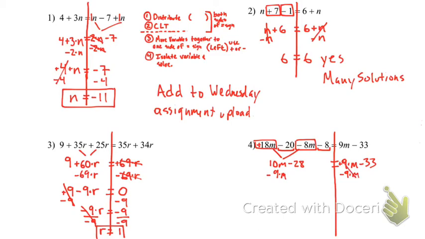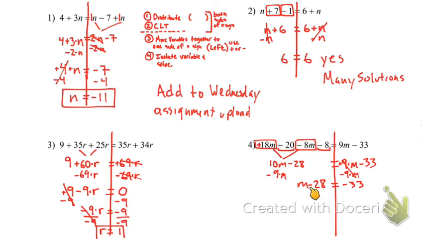These cancel out. Let's do the math here. The positives are going to win by 1. So it's going to be m, 1m, or just m. Bring down the negative 28, subtracting 28 equals, and we have negative 33.